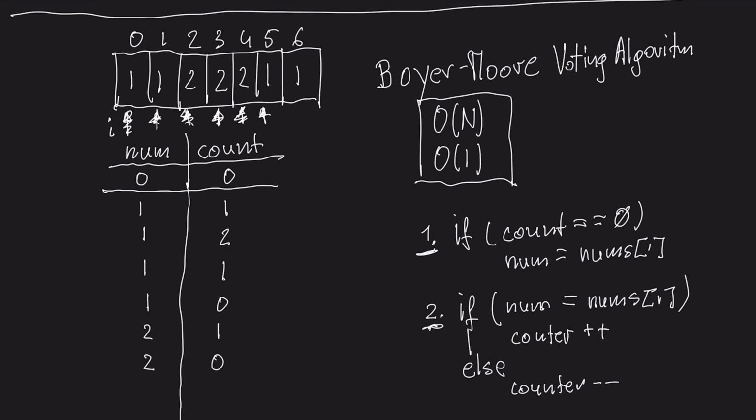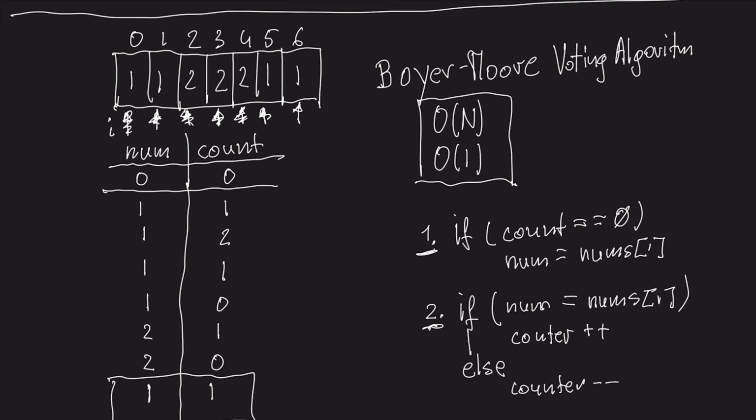And we finally reached the last element. Is the count 0? Yes. So we are going to change the num. Num becomes 1. And we check, is num equal to the current element? Yes, it is. So we will increment the counter. And since we reached the end of the array, this is our final result.